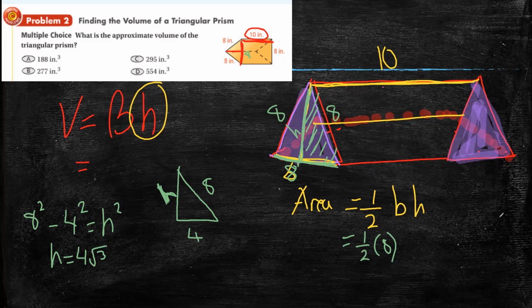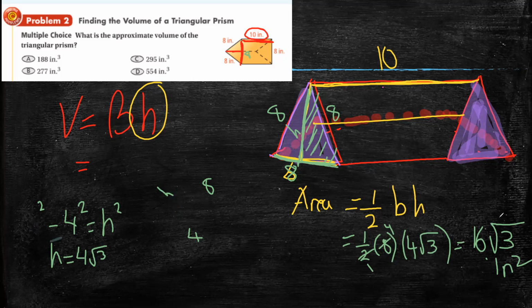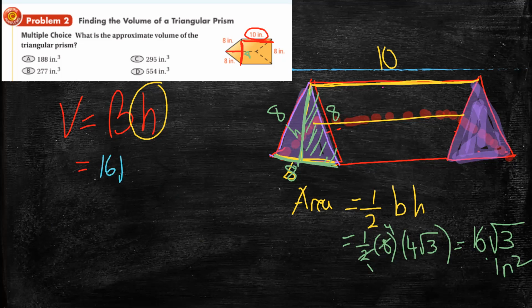So I found now the height. And as I said, the height is the line segment that is perpendicular on the base. So here, the area of the base is 16 square root of 3 inch squared. This is for the triangle only. Now, let's come back. So this is now the area of the triangle, 16 square root of 3.